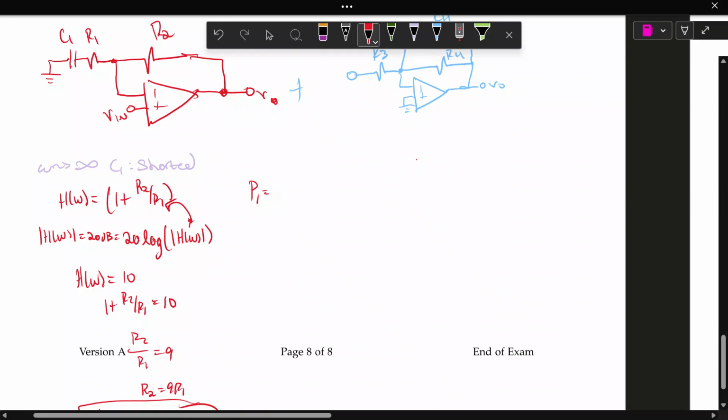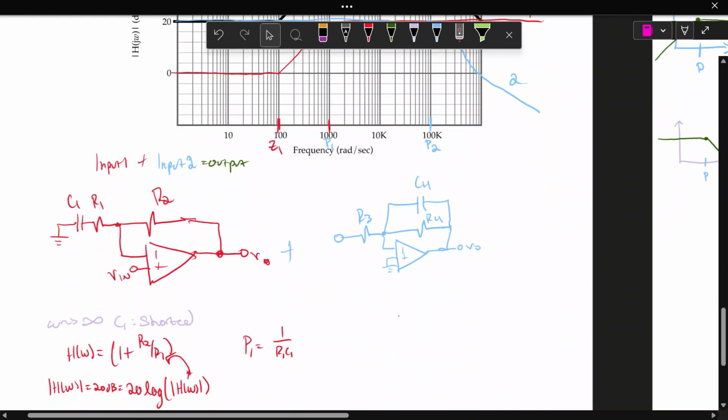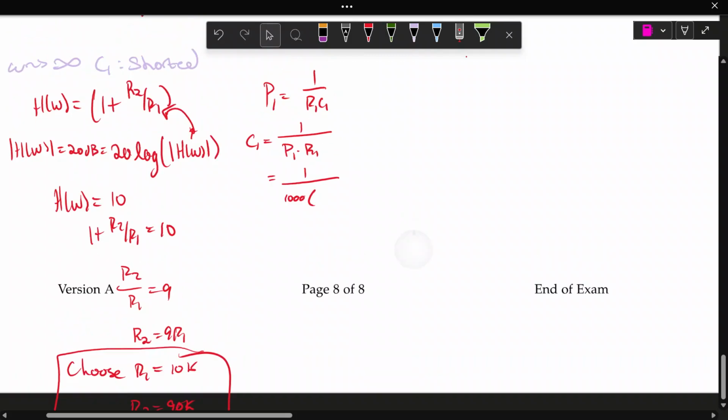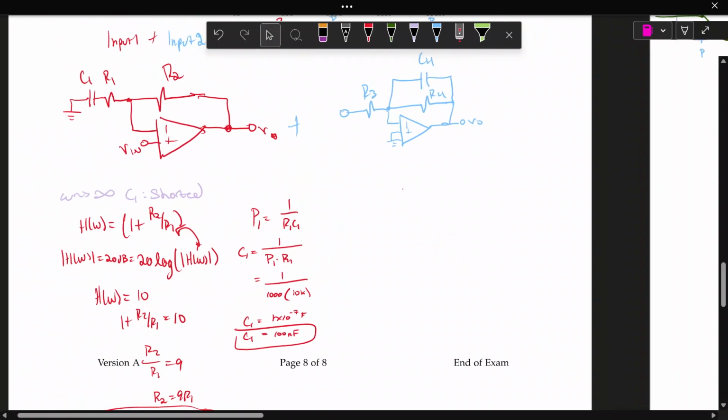So pole 1 is equal to 1 over R1 C1. So pole 1 is at 1,000 radians per second. So C1 is equal to 1 over P1 times R1, and this is equal to 1,000. We chose R1 to be 10K. So C1 is equal to, let's check, 1 over 1,000 times 10,000. We get 1 times 10 to the negative 7 farads, or 100 nanofarads, I believe. Yeah, C1 is equal to 100 nanofarads.